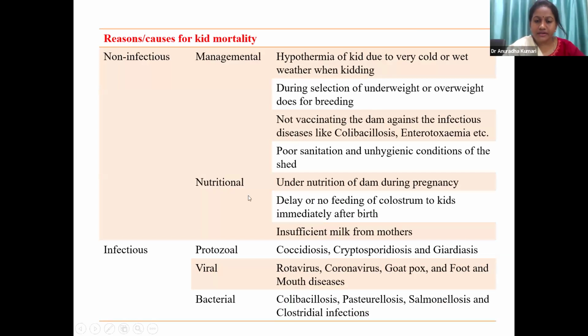As far as the nutritional factor is concerned, nutrition of the doe during the last stage of pregnancy and delayed feeding and underfeeding of colostrum to the kids are involved. There are different infectious agents involved in kid mortality that we will discuss in detail with their preventive measures in the coming slides.